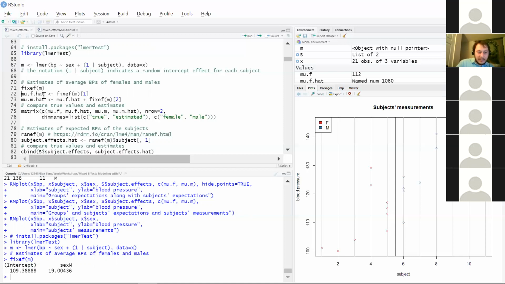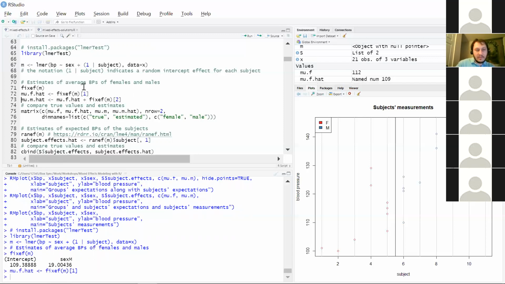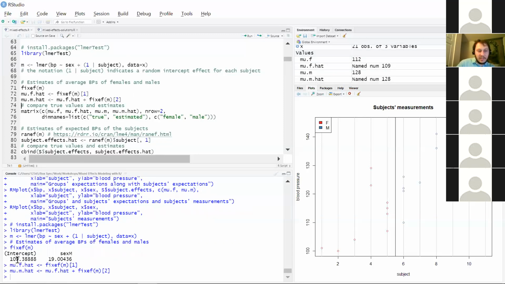I'm going to go ahead and define more descriptive variable names. mu.f.hat, that's just the first value here. mu.m.hat, that's the first value plus the second value. And those are the estimates of the female and male overall expected blood pressures that came from this data set.